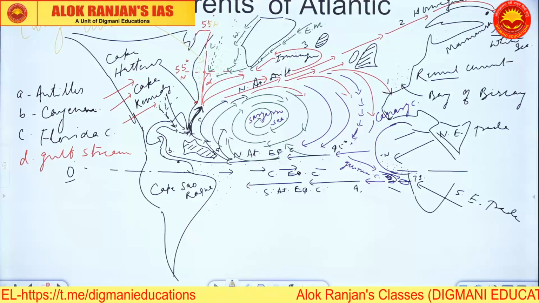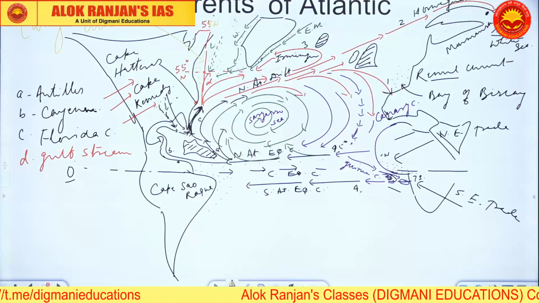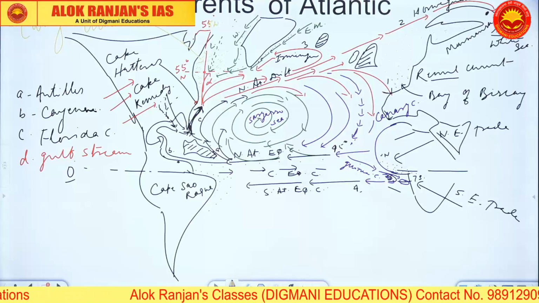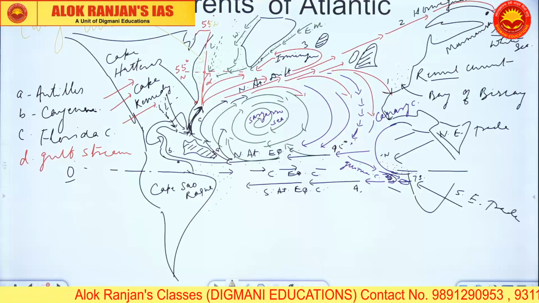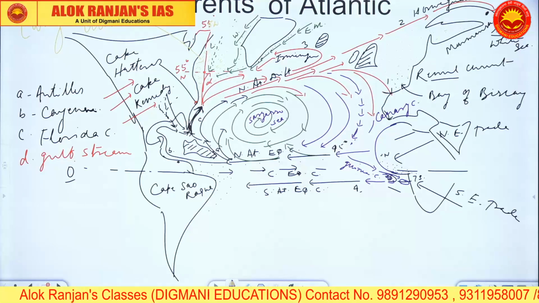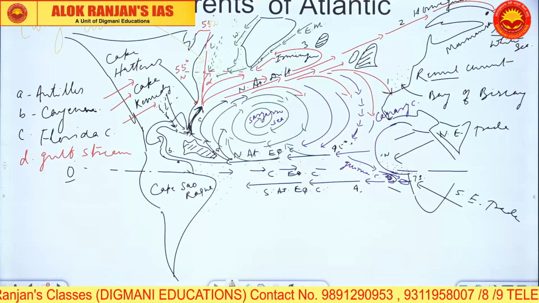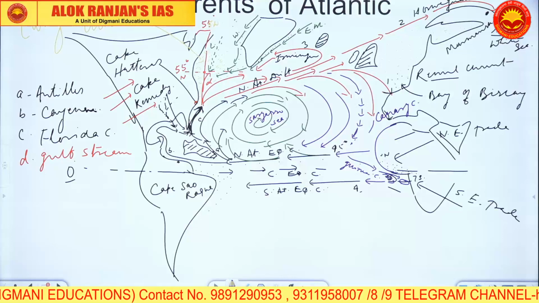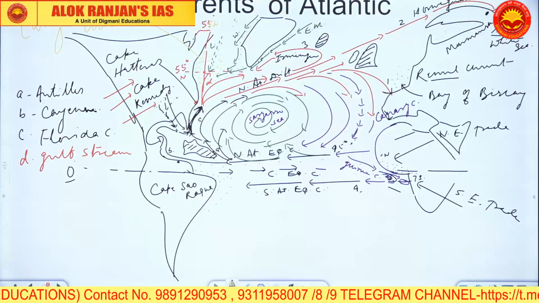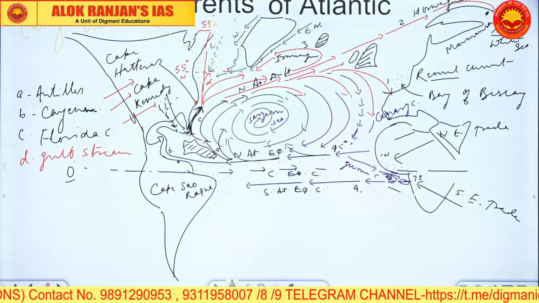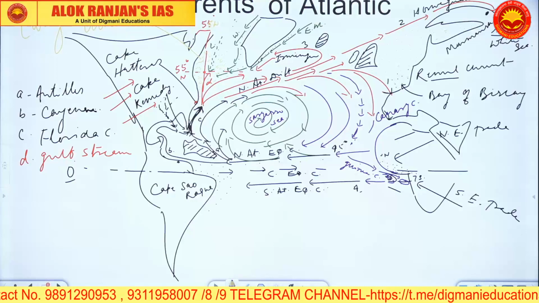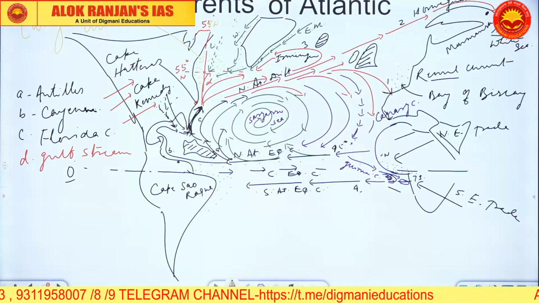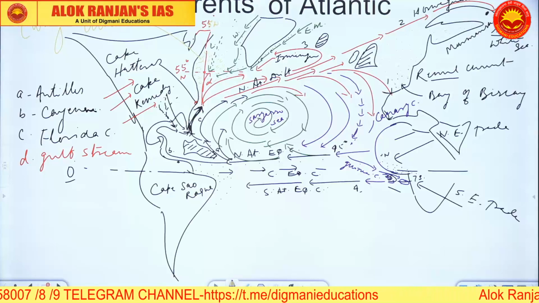The Irminger current, if you read G.C. Leong, is wrongly presented there. Irminger is the current which is moving southeast of Iceland.